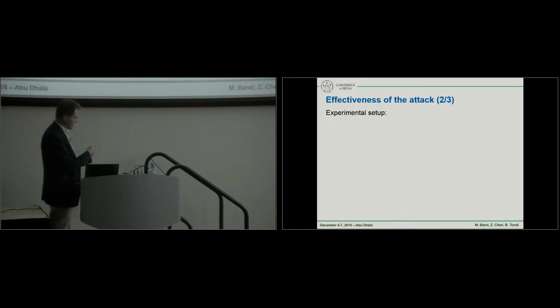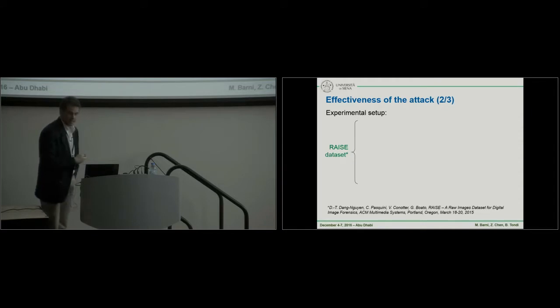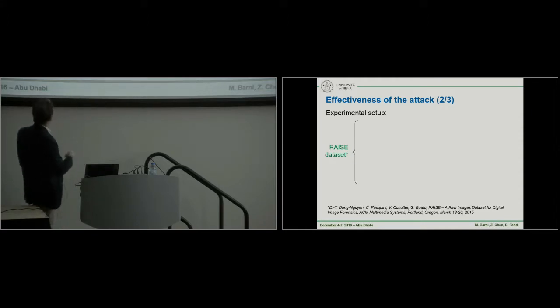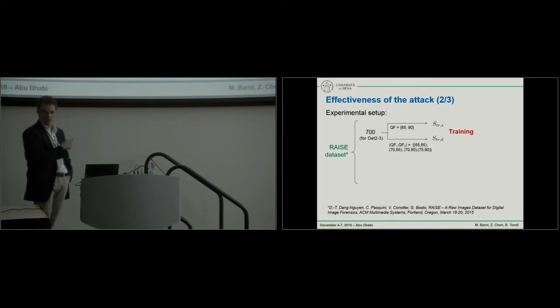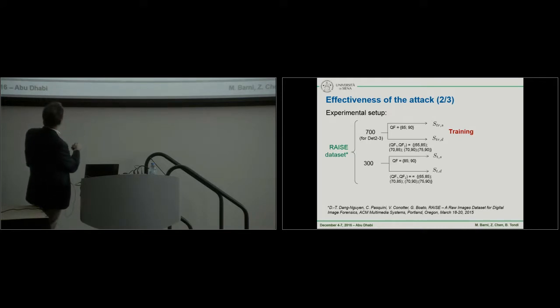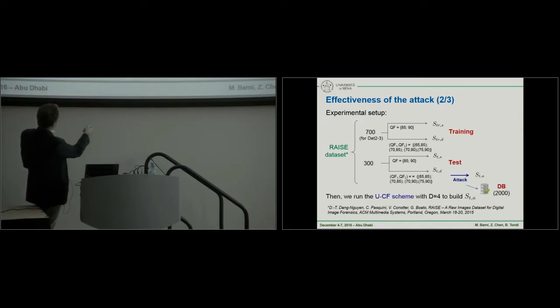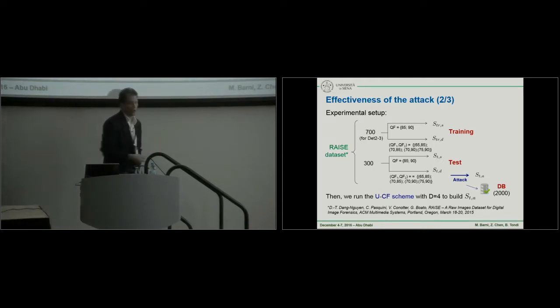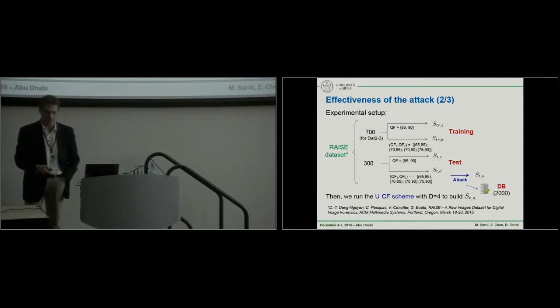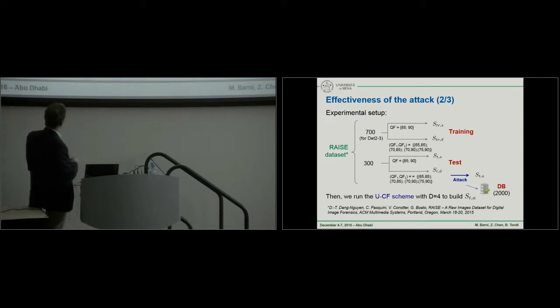Okay, this is the experimental setup. We consider the RISE dataset. You can find it here. We consider 700 images in the dataset. Then we compress them once with these quality factors and twice with these pairs. And then we train the three classifiers with these images. Then we consider another 300 images, same stuff here, but then the double JPEG ones were attacked, as I told you before. And we use a reference dataset made of 2,000 images, still taken from the RISE dataset.